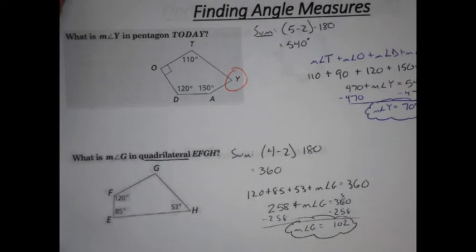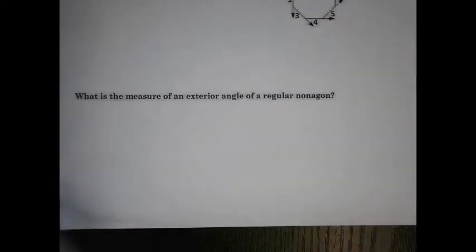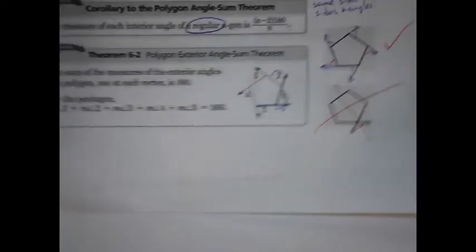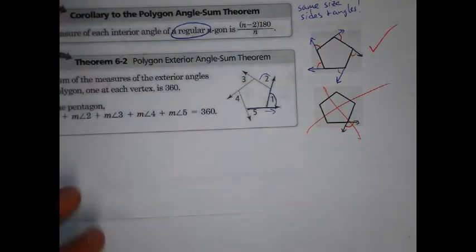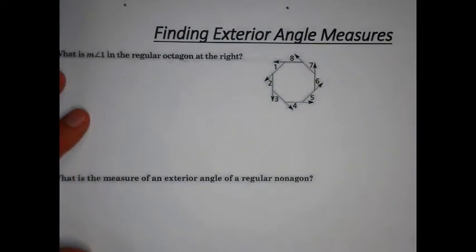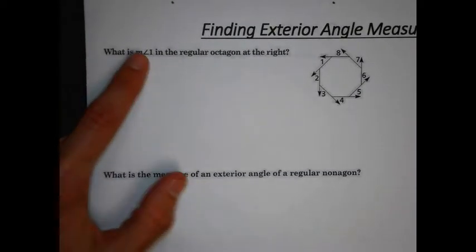Cool? Great. Finally, let's play around with exterior angles. So we have our note about exterior angles, right? The sum of the exterior angles of any polygon is 360 no matter how you look at it, right? So see if you can pause and figure this out. What's the measure of angle 1 in the regular octagon?